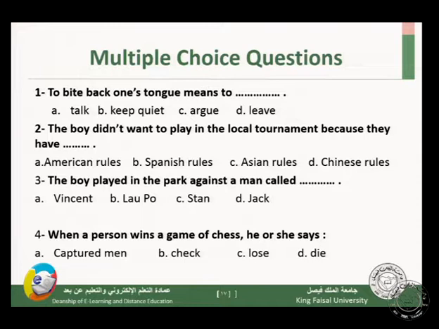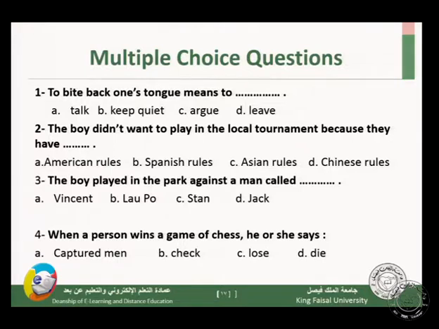To keep quiet, B. Number 2. The boy didn't want to play in the local tournament because they have. A. American rules, B. Spanish rules, C. Asian rules, D. Chinese rules. If we go back to the passage, we will see that only American rules are mentioned, so the answer will be A, American rules. The boy didn't want to play in the local tournament because they have American rules.